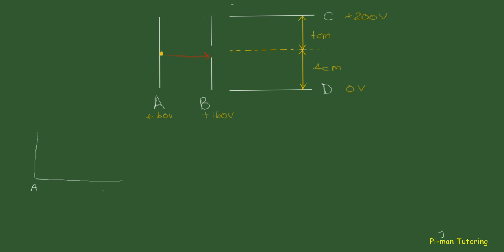Here is plate A, here is plate B. We know that at plate A we are sitting at 60 volts, and at plate B we are at 160 volts. And so this is voltage or potential. And so the potential is starting at 60 volts and is climbing linearly up to 160 volts once we reach plate B.